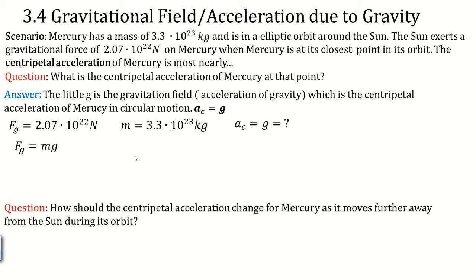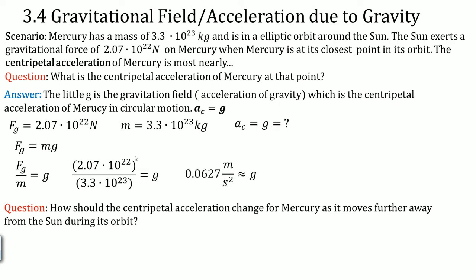We can now use the force equation. Fg is equal to mass times the gravitational field. Divide the mass to both sides. You can now solve for the gravitational field. The gravitational field here is the force of gravity divided by its mass. Once you plug in all the values, you should get a value of 0.0627 meters per second squared for the gravitational field.